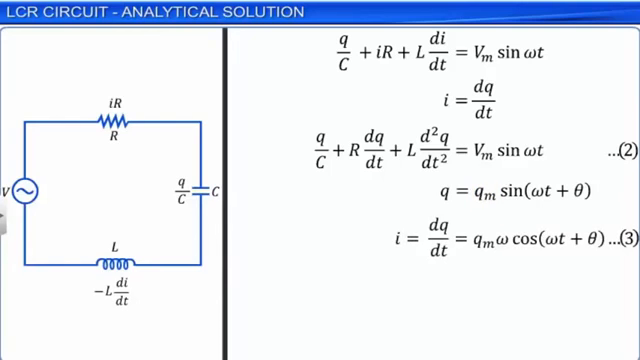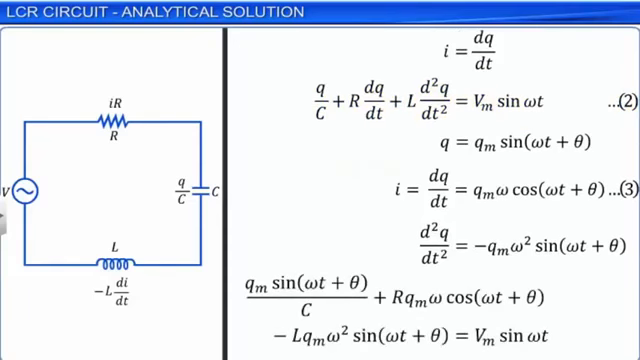Let this be equation 3. Similarly, we have d²q by dt² equal to minus Qm ω² sin(ωt + θ). Substituting these values in equation 2, we get Qm sin(ωt + θ) by C plus R Qm ω cos(ωt + θ) minus L Qm ω² sin(ωt + θ) equal to Vm sin ωt.